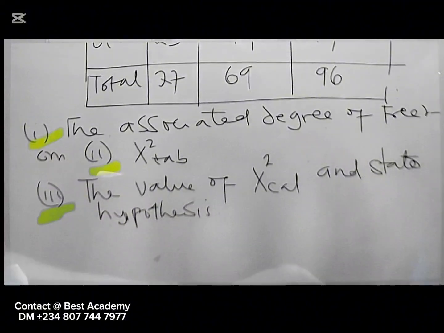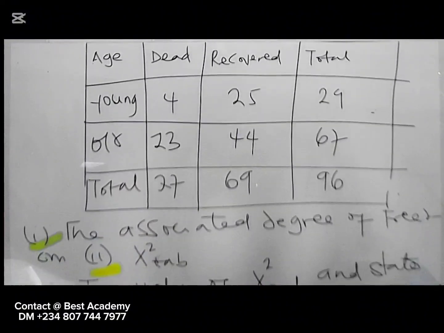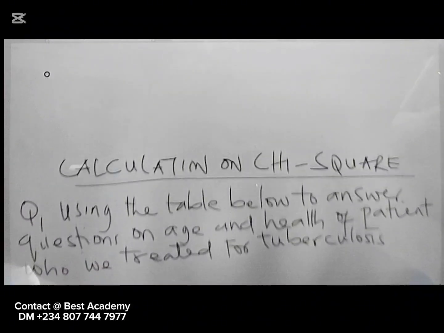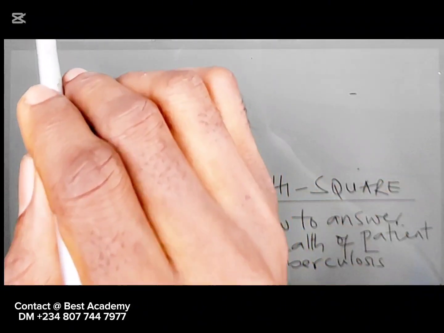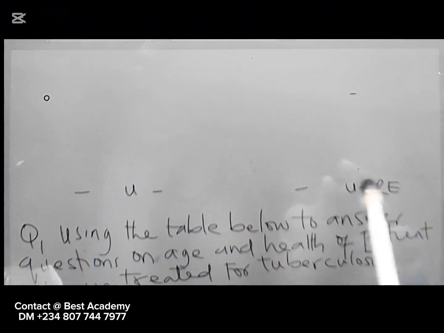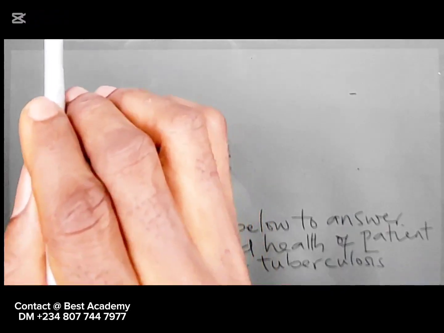Now let's approach this question one by one. First of all, the first question here is to calculate the degree of freedom. The formula for degree of freedom for chi-square is this.